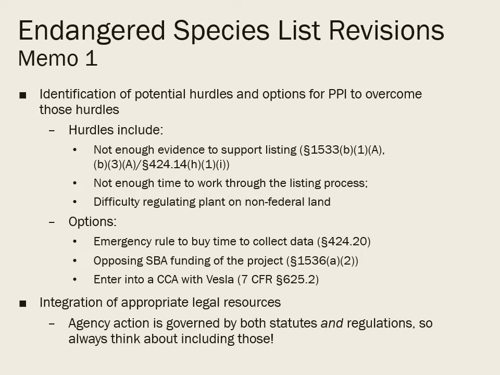Additionally, PPI could oppose the Small Business Administration's funding of the project because federal agency actions cannot jeopardize an endangered or threatened species. Now, this, of course, would require that the crowfoot be an endangered or threatened species, but PPI likely wants to ready itself to do as much as it can on multiple fronts to protect the plant. Also, as we talked about on the D3 board, PPI could approach Vessla about entering into a candidate conservation agreement. That would protect the plant, even if it's not designated as threatened or endangered.